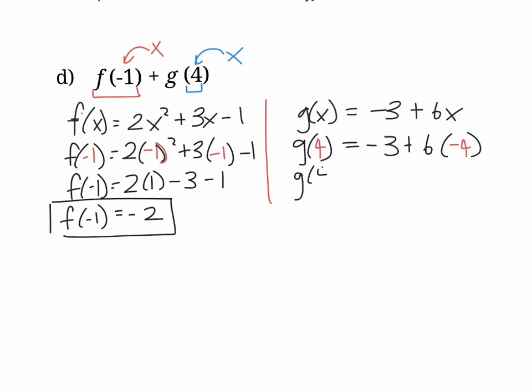Okay, so we've got g at 4 is equal to negative 3 times negative 4, which is going to be negative 24. So we have g at 4 is equal to negative 27.